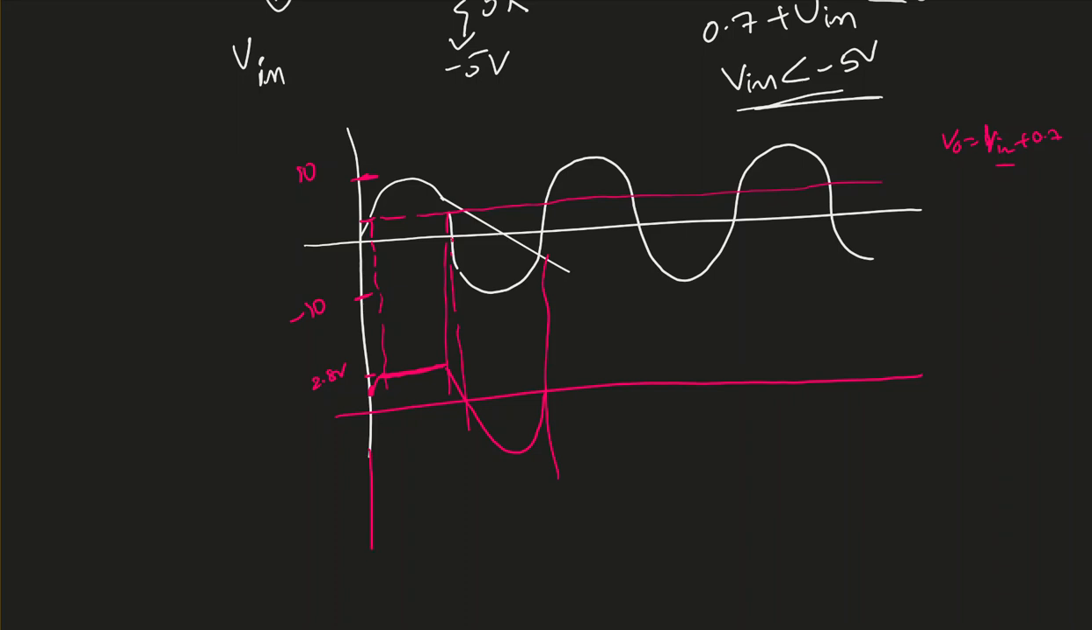What is the voltage at this point? It's minus 9.3 volt. So my waveform is going to be something like this. It's going to clip at 2.8. It's going to be between minus 9.3 and 2.8 volts.